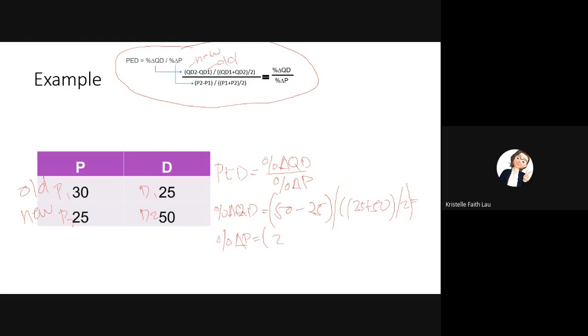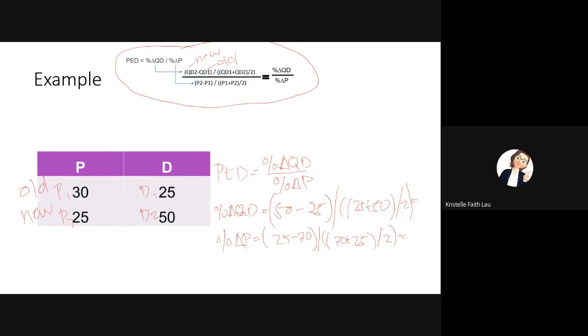So, 25 minus 30, divide natin siya sa, huwag kalimutan ng open and close parenthesis, 30 plus 25 divide sa 2 equals. Ayan. So, 50 minus 25. Dapat ganyan ang pagkalagay nyo sa mga scientific calculator nyo para hindi magka-problem.